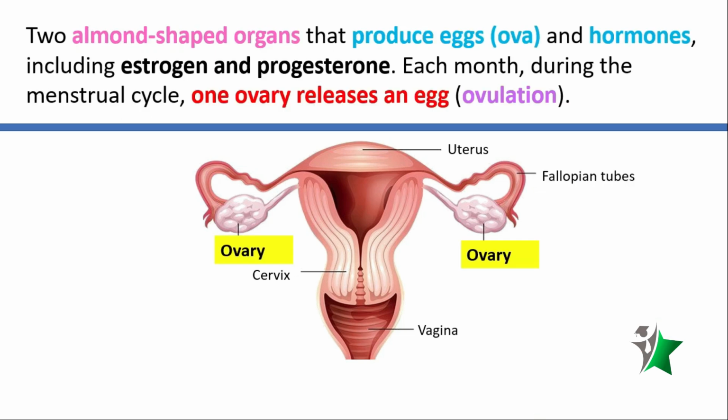Ovaries are two almond-shaped organs that produce eggs, ova, and hormones, including estrogen and progesterone. Each month during the menstrual cycle, one ovary releases an egg. The process is called ovulation. Note down, each ovary weighs about 4 to 8 grams. This was all about the reproductive system.